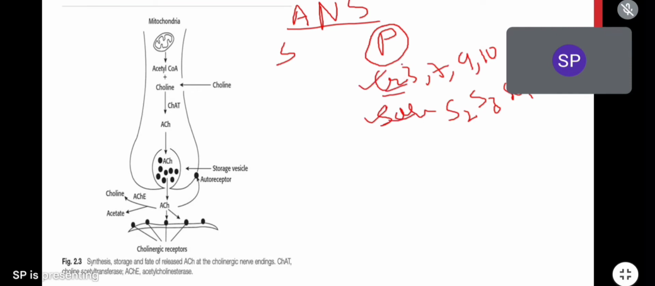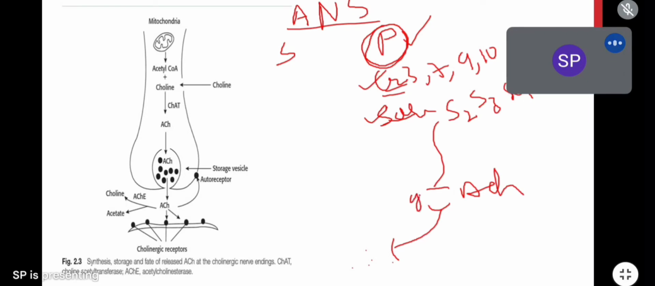Clear? Now, these parasympathetic nerves arising from this region will be innervating some tissues, right? And in those tissues, what actions will this parasympathetic nerve show? This parasympathetic nerve will release acetylcholine at the synapse in the ganglia, and it will also release acetylcholine at the neuroeffector junction. Here also it will release acetylcholine, and when it falls on the tissue, it will show some actions. All those things we'll discuss in today's lecture.